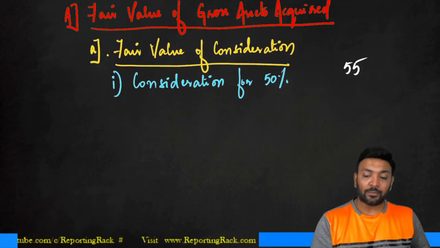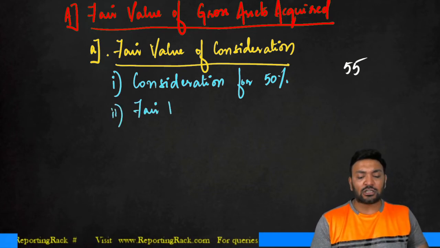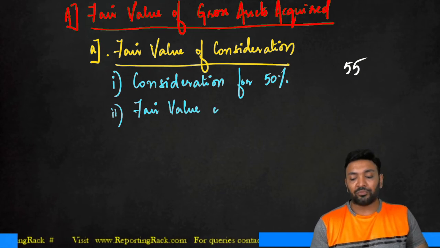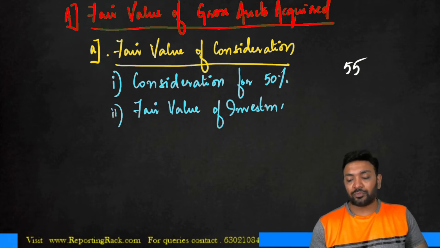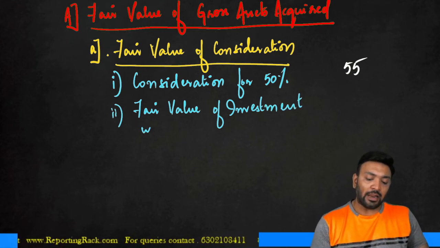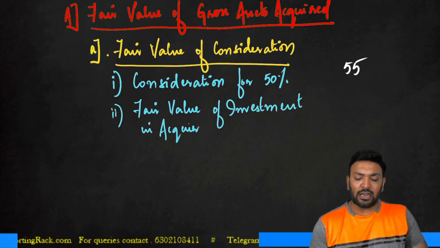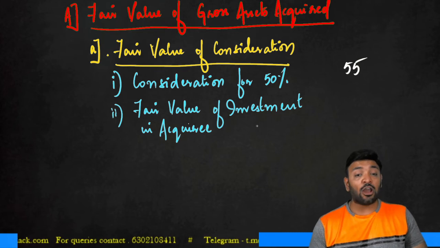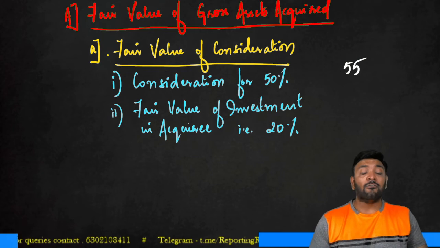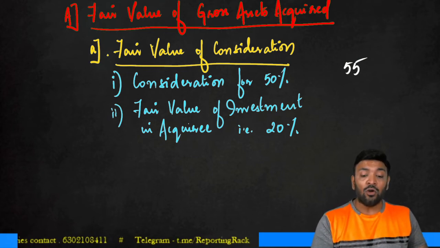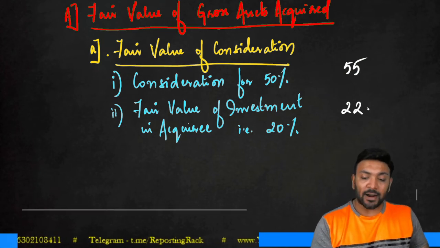Number two, second part, fair value of investment in acquiree already held by acquirer. How much did he already hold? That is 20% investment which he already held. Fair value, if 50% is 55, what is 20%? 22. Correct?